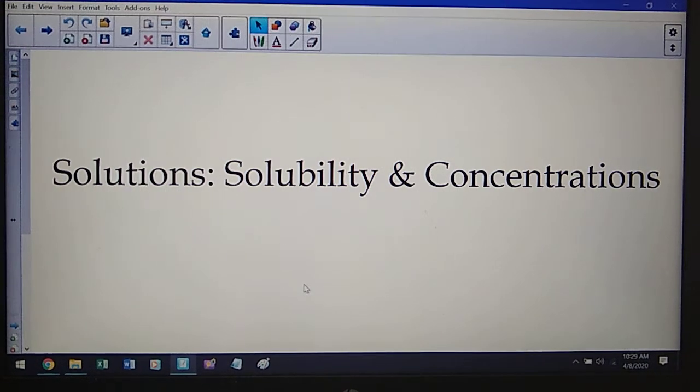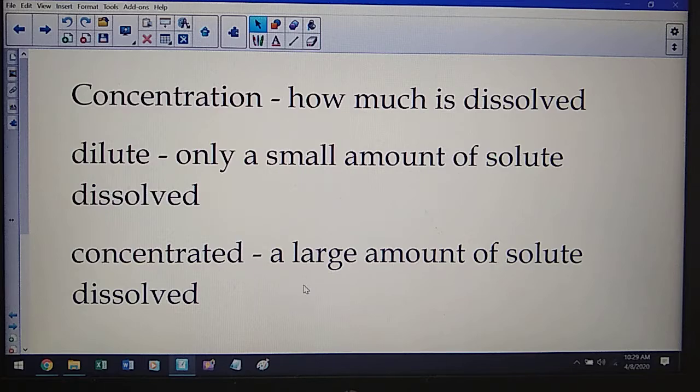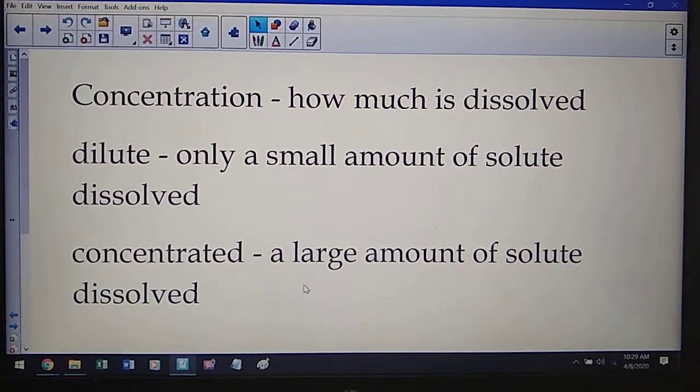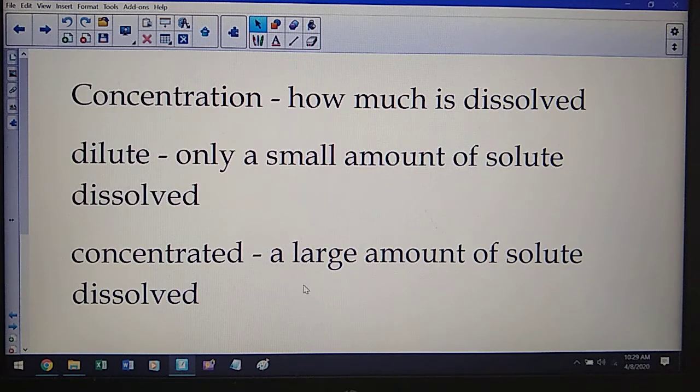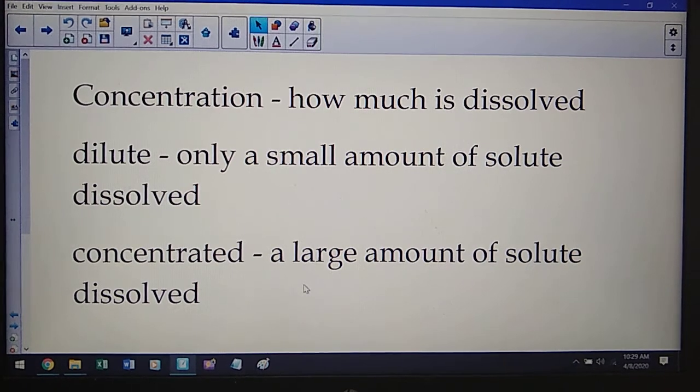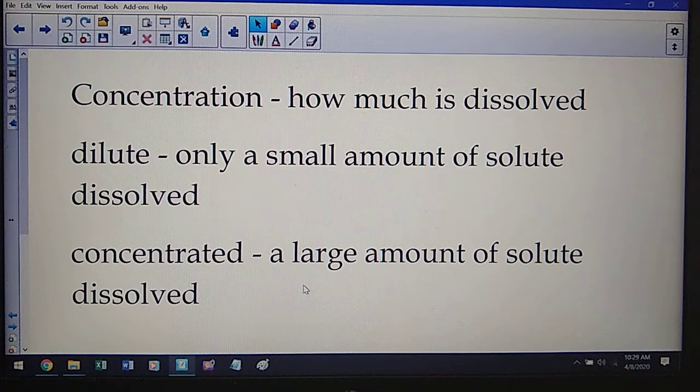Hello. Let's talk about solubility versus concentration. So first off, concentration refers to how much is dissolved in a solution. This tells you how much solute is in the mixture. When you talk about something that's dilute, you're talking about a very small amount of solute that's been dissolved. Or concentrated, you have a large quantity of solute dissolved.